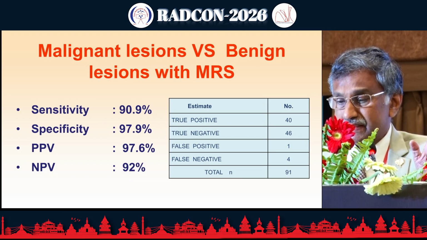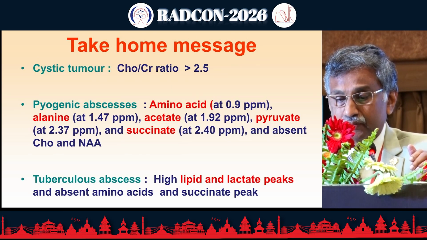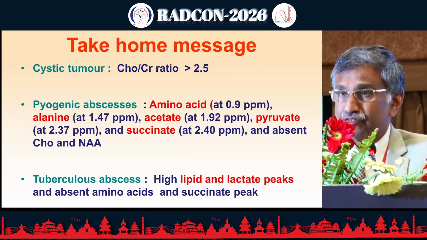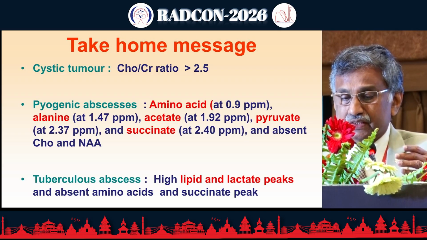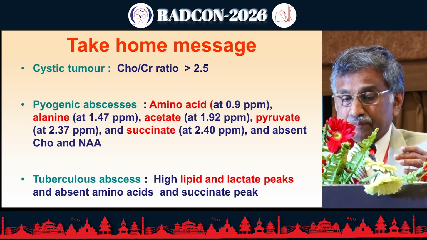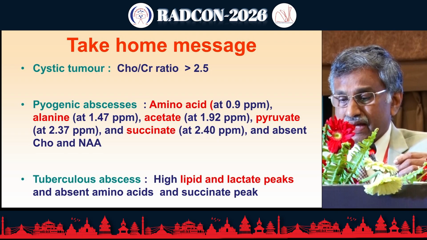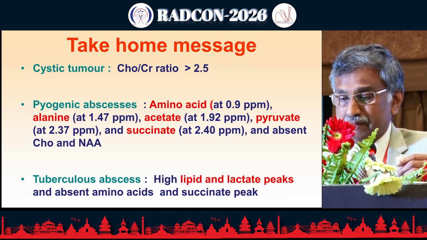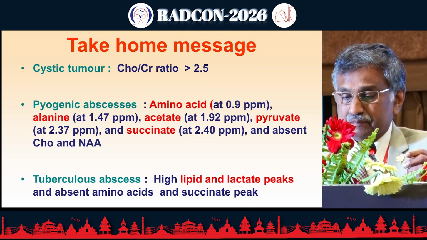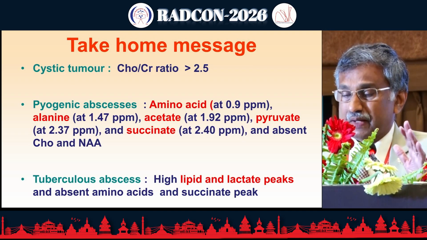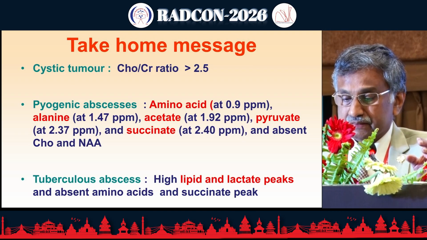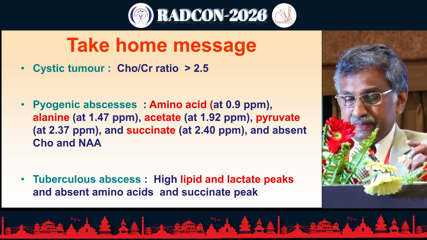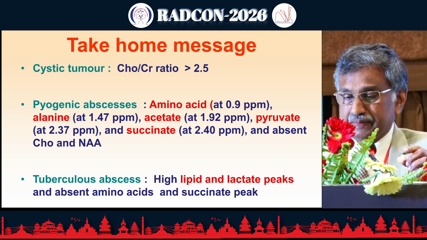So the take-home message: for a cystic tumor, a choline-creatinine ratio of more than 2.5 is the cutoff value. It is more of a cystic tumor. In pyogenic abscess, amino acids are at 0.9, alanine at 1.4, acetate at 1.9 ppm, pyruvate at 2.3 ppm, and succinate at 2.4 ppm, with absent choline-creatinine suggesting pyogenic abscess. Tuberculous abscess will show a high lipid-lactate peak only, with absence of amino acid and succinate peaks.